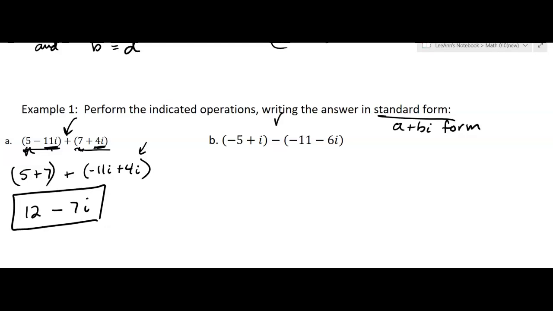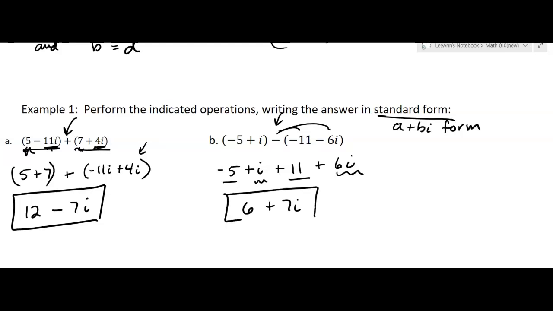Now, we're subtracting. We always have to be careful with subtracting because we're going to distribute that minus sign. So I can take off the parentheses here, and I'm going to think of that as plus 11 and plus 6i. So what's the negative 5 and 11? What do we get? 6. And then what's the i and the 6i? Well, that will be 7i. And we're done. So adding and subtracting, not too bad. Just think of adding like terms. Okay. Subtracting though, don't forget to distribute that minus sign.